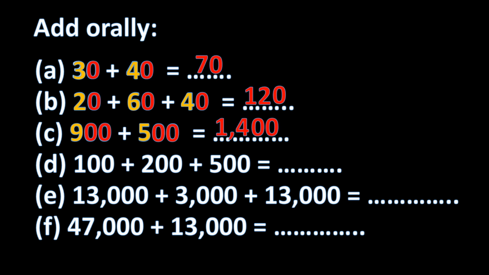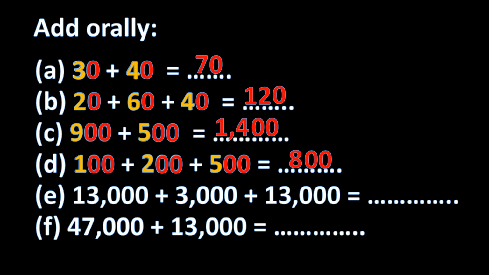Question number D. 100 plus 200 plus 500 is equal to dash. Can you tell me how many zeros we have to write? Yes, 2 zeros. Then what do we have to add? Yes, 1 plus 2 is equal to 3 and 3 plus 5 is equal to 8. So the answer is 800.